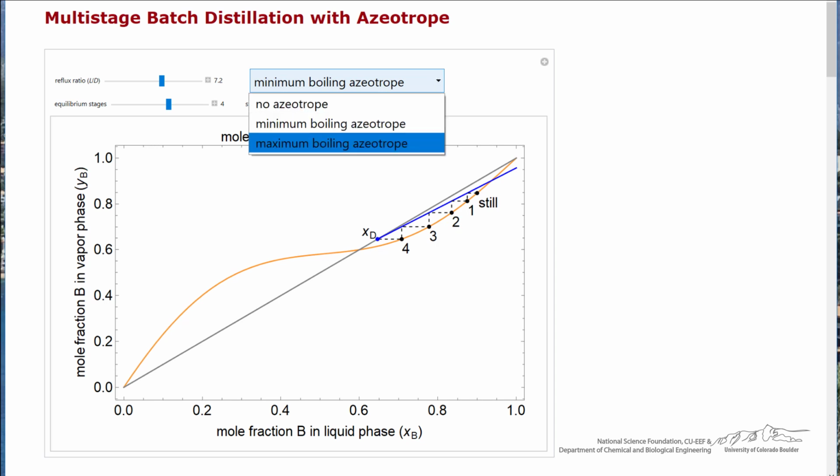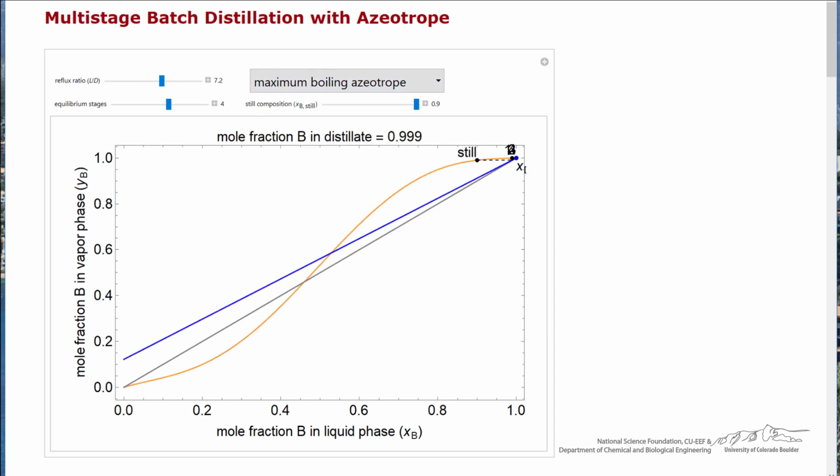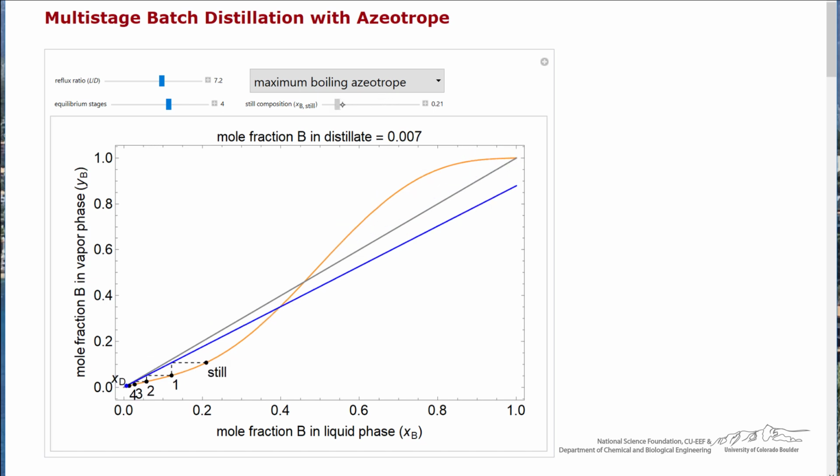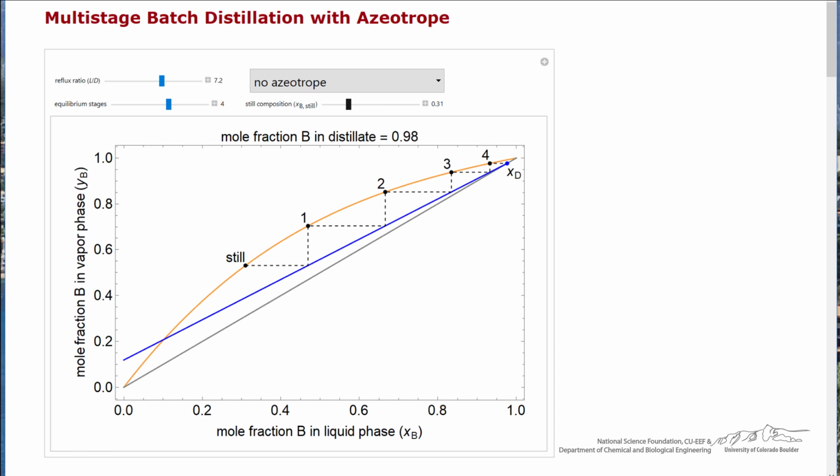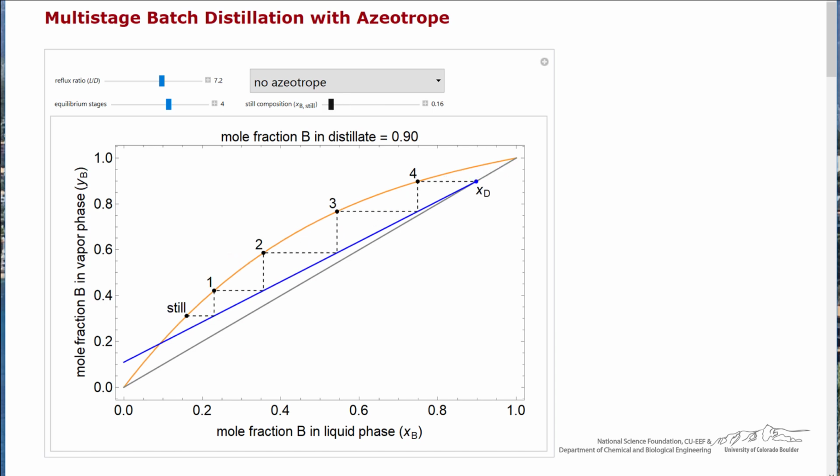We also can look at maximum boiling azeotrope, and let's lower. So now, at this condition, as we increase the number of stages, we're moving away from the azeotrope. And indeed, at the other extreme, we see the same thing, that we're moving away from the azeotrope. Now, this simulation also has a condition for no azeotrope, so you can better understand the batch distillation on an XY diagram, where at all conditions we're enriched in the vapor phase over the liquid phase with component B.